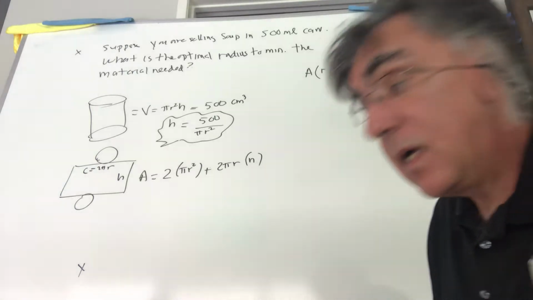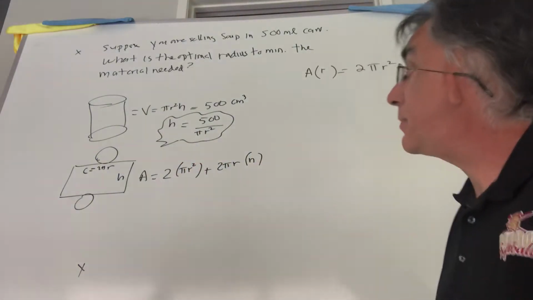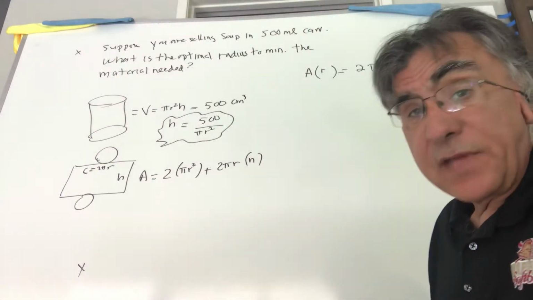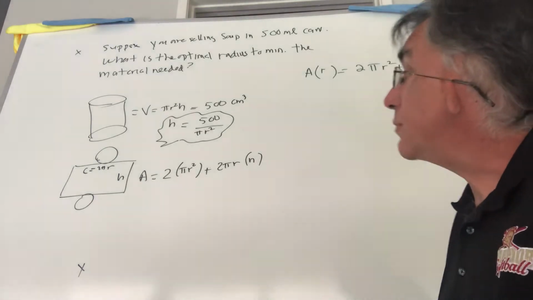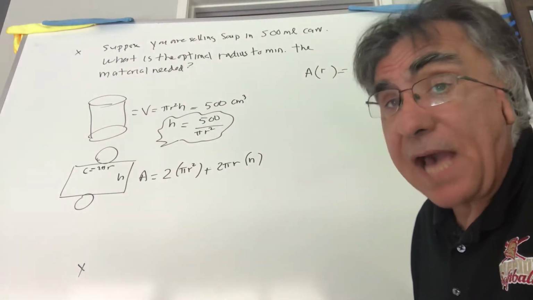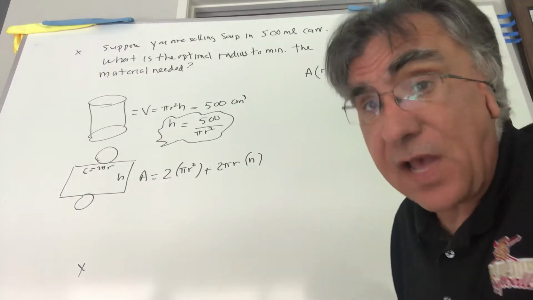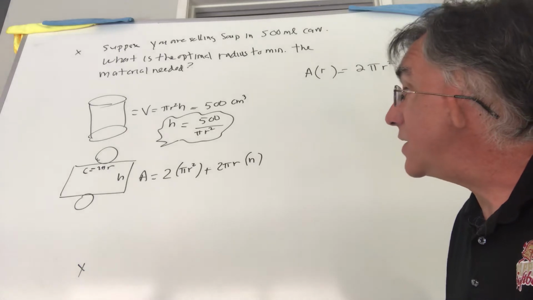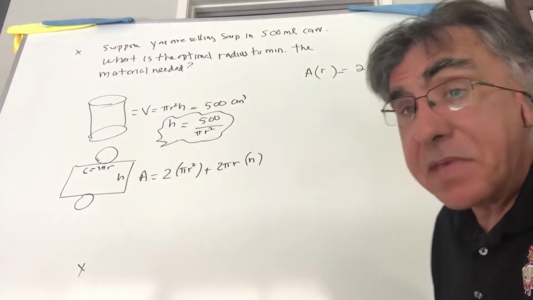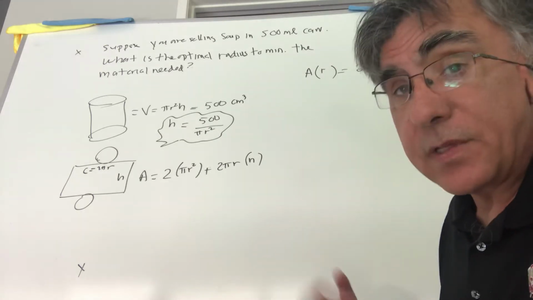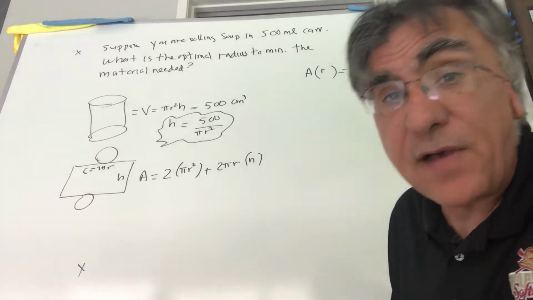Okay, last optimization question. Suppose you're working for Campbell Soup and they want you to make soup in half-liter containers, 500 milliliters. What would the ideal radius of the can be to minimize the amount of material? Okay. Again, oversimplified question.